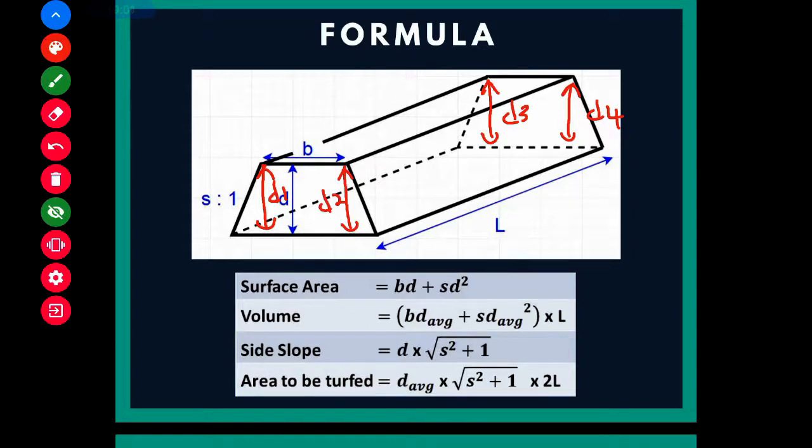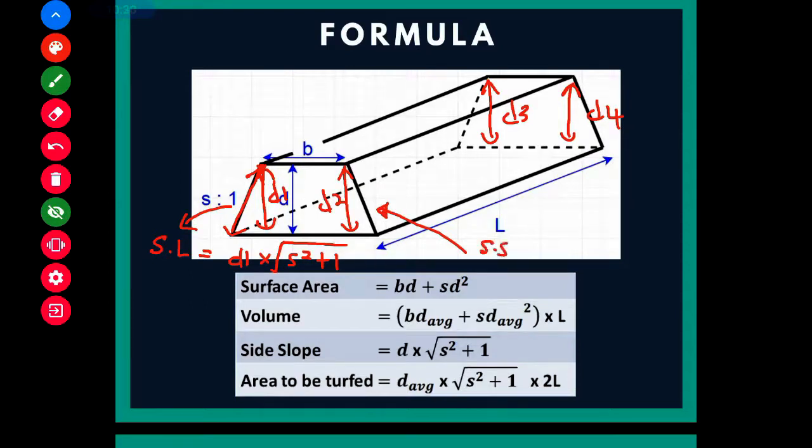Okay, next for the side slope, let's say you want to measure the side slope here. So it will be side slope equal to d1 multiplied with the square root of s squared plus 1. So this one is for this side. For this side it will be different.